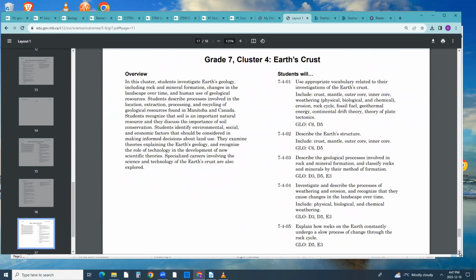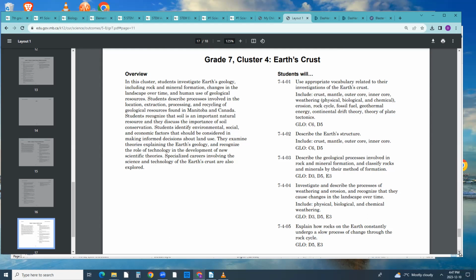Overview. In this cluster, students investigate Earth geology, including rock and mineral formation, changes in the landscape over time, and human use of geological resources. Students describe processes involved in the location, extraction, processing, and recycling of geological resources found in Manitoba and Canada. Students recognize that soil is an important natural resource and they discuss the importance of soil conservation. Students identify environmental, social, and economic factors that should be considered in making informed decisions about land use.